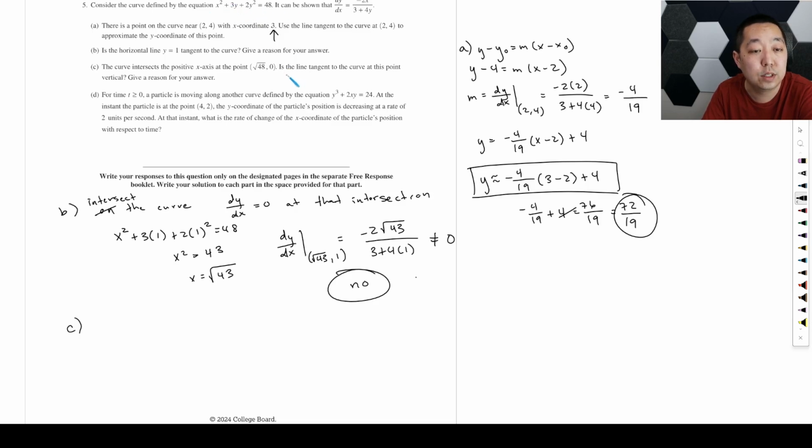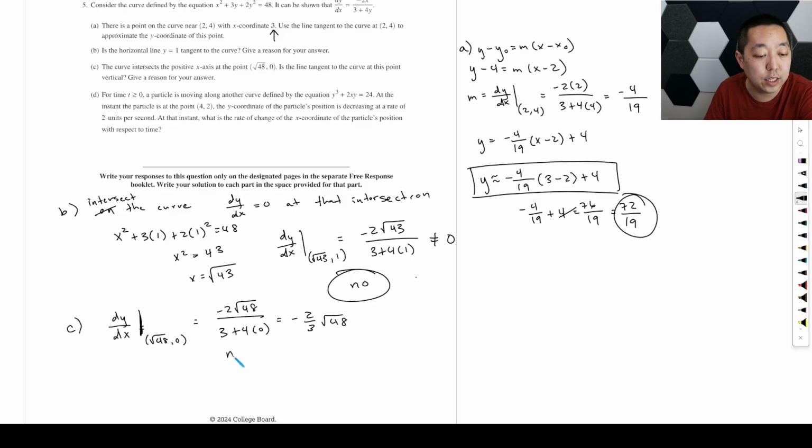So that makes sense. Is the line tangent to the curve at this point vertical? Give a reason for your answer. So that would occur if the slope was undefined. So we're going to evaluate this at root 48 comma 0. You're going to get negative 2 root 48 over 3 plus 4 times 0, and that's going to be negative 2/3 root 48.